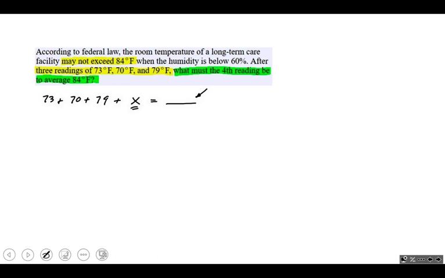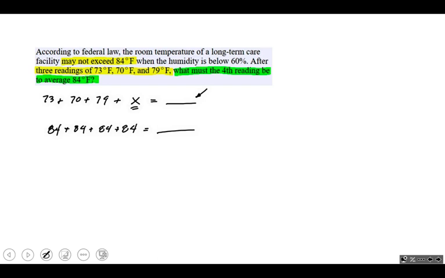This is the crux of these unknown values in an average problem. If we know that our average needs to be 84, and we know that we have 4 values, we can calculate our total by figuring what if every value in this list was 84? 84 plus 84 plus 84 plus 84, that gives us some total. And then when we divide that total by 4, we're back to 84, aren't we?